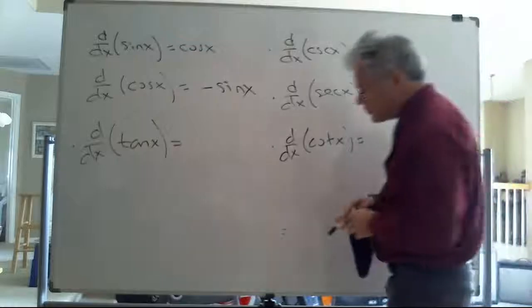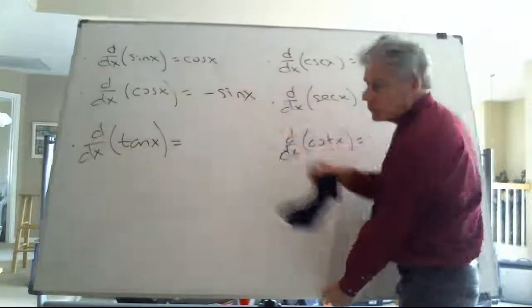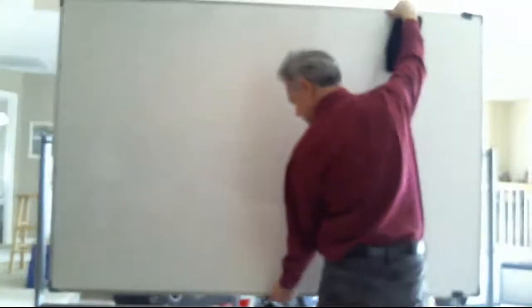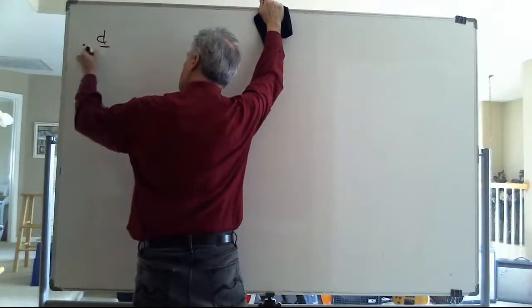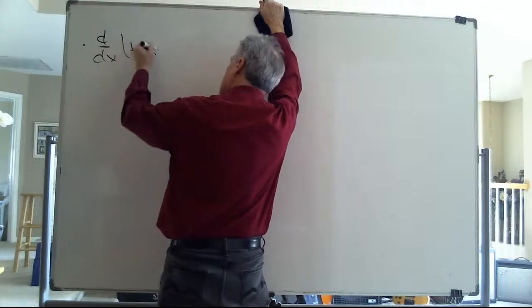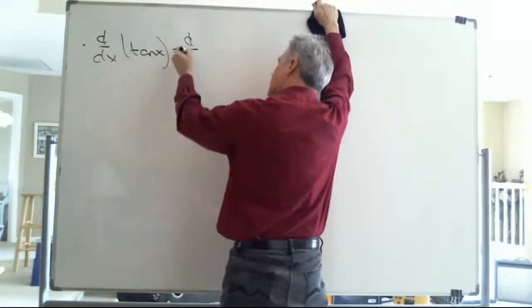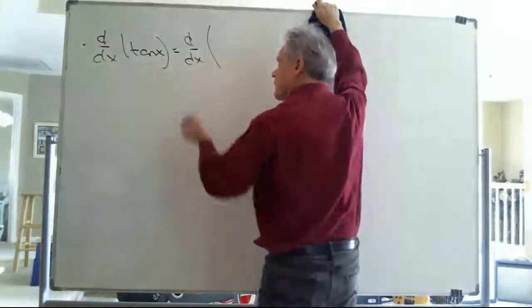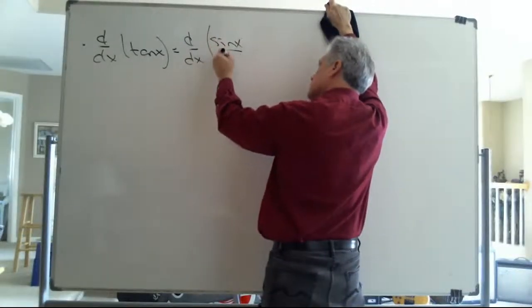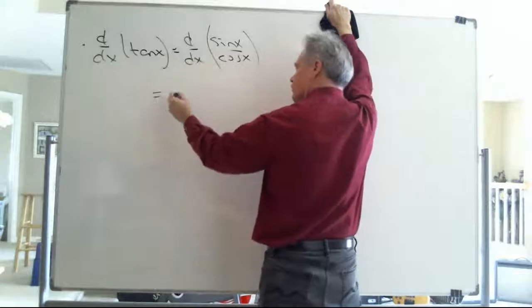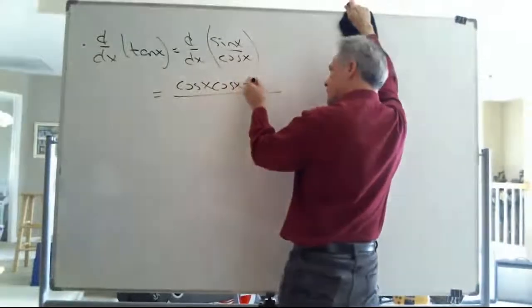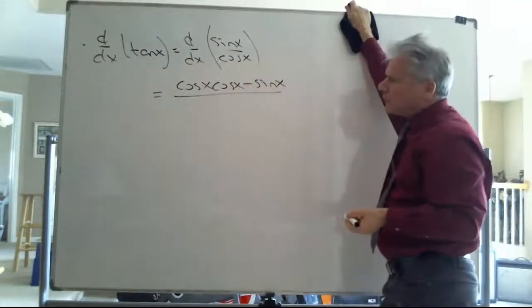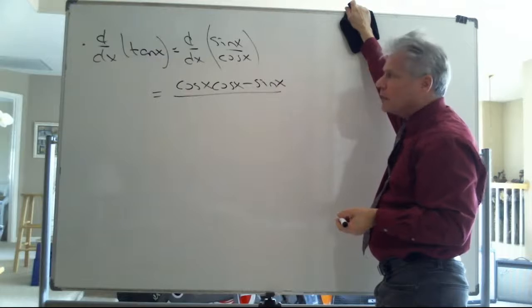As far as the tangent function's derivative, well, notice I already have the derivative of these two. That being the case, let me rewrite that in terms of our basic building blocks. And now let me use the quotient rule. Here's the bottom times the derivative of the top, minus the top times the derivative of the denominator, but that would be a negative sine of x.